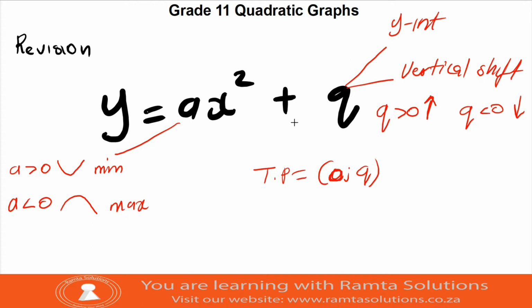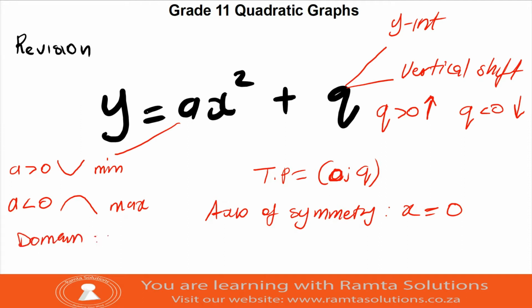Now, this is all that you needed in grade 10. And I should also add your axis of symmetry. Your axis of symmetry in grade 10 was x equals 0, right? Hence, the turning point is 0 and q, right? Your domain for a parabola was x is an element of the real numbers. Your range was depending on the value of a.